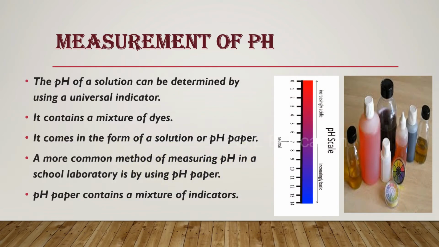Measurement of pH. The pH of a solution can be determined by using a universal indicator. It contains a mixture of dyes. It comes in the form of solution or pH paper. A more common method of measuring pH in a school laboratory is by using pH paper. pH paper contains a mixture of indicators.